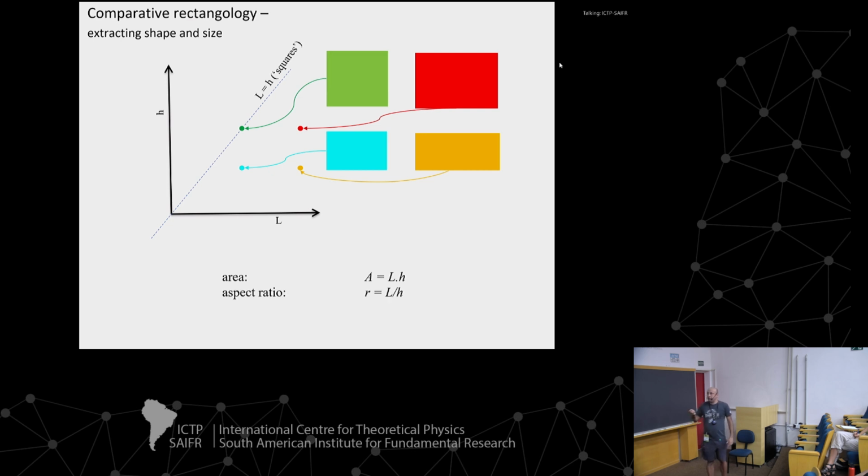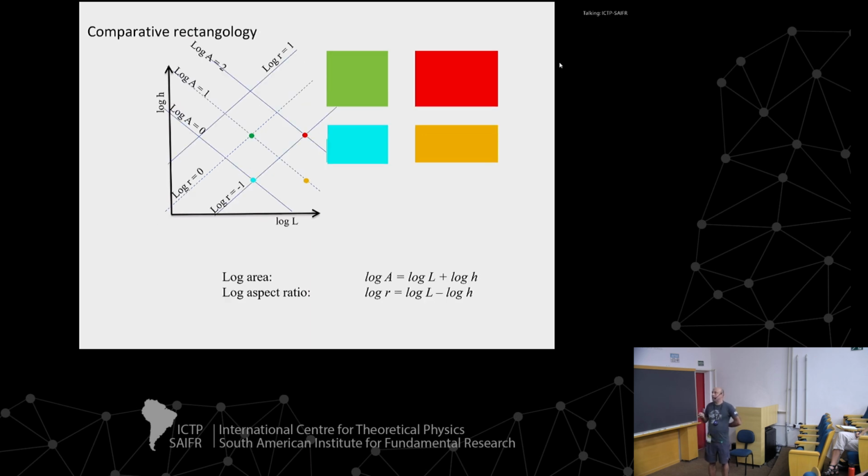So we can define these quantities as functions of length and height. The area is the product of length and height. The aspect ratio is the ratio between length and height. But by the magic of logarithms, if instead of expressing these in the linear variables, we express them in terms of the log variables, then things become very simple. The log of the area is the sum of the logs of length and height. The log of the aspect ratio is the difference between the logs of length and height.